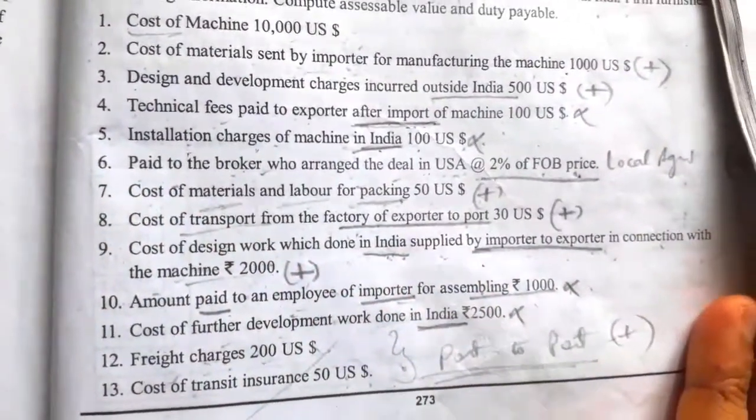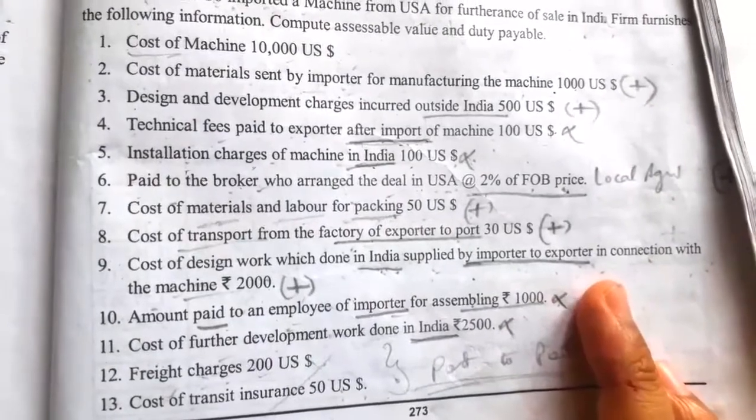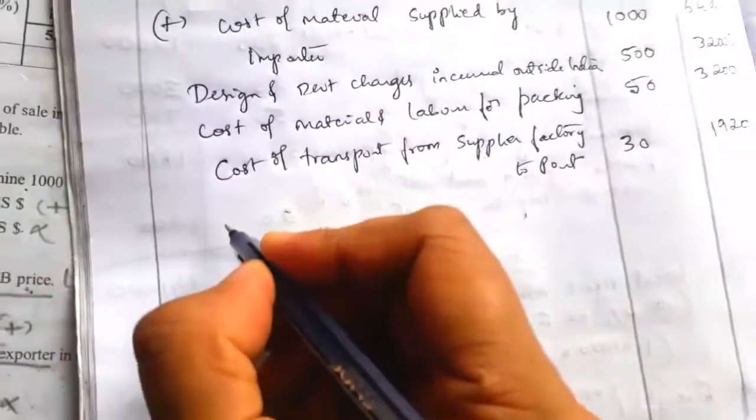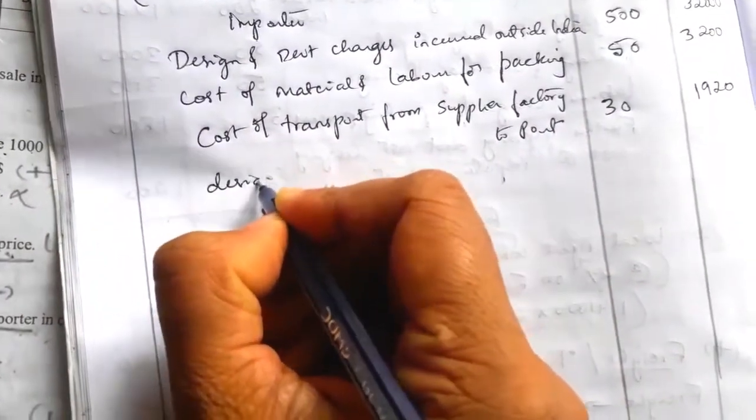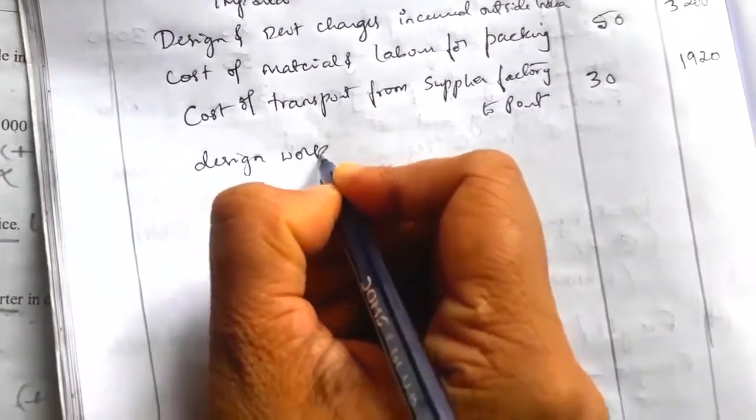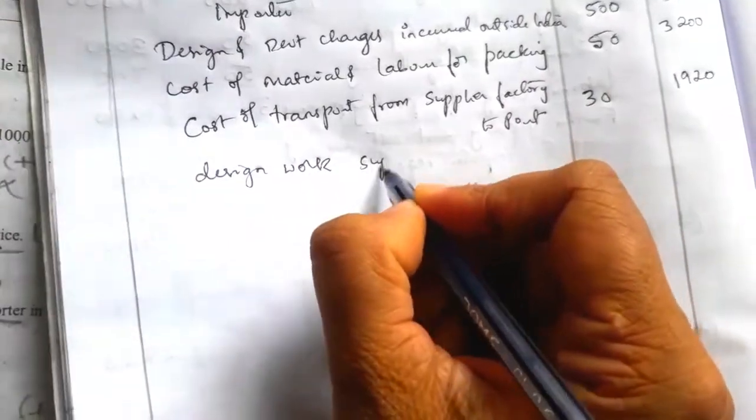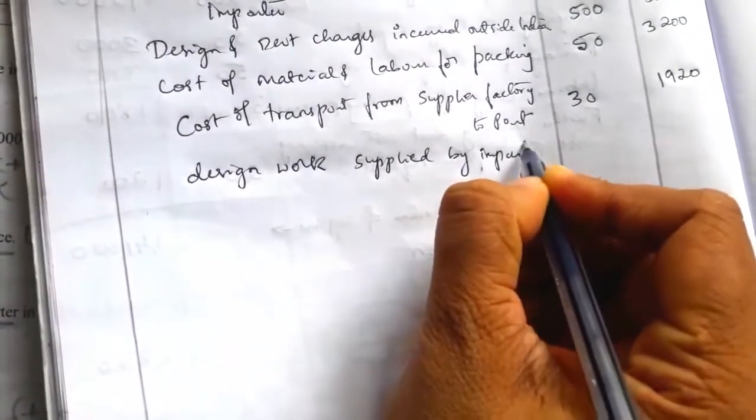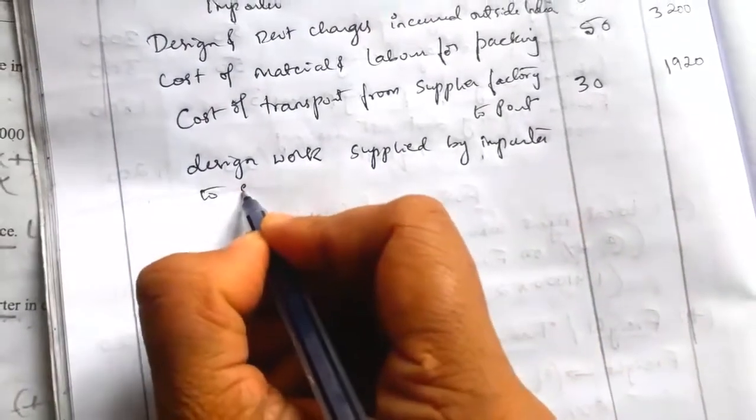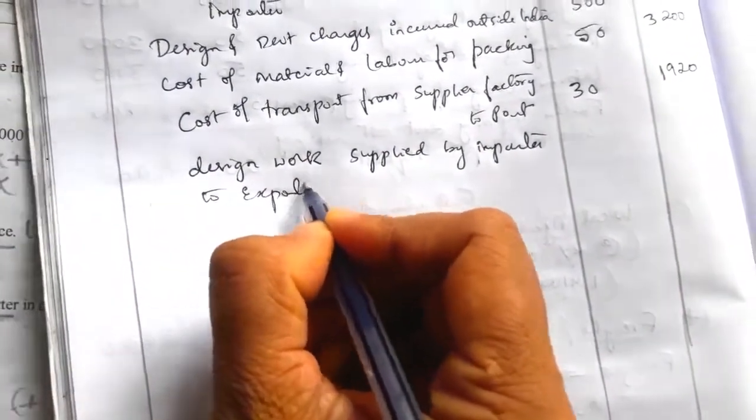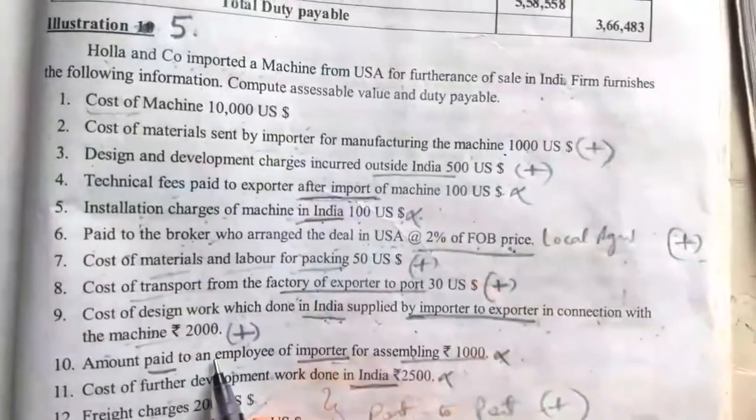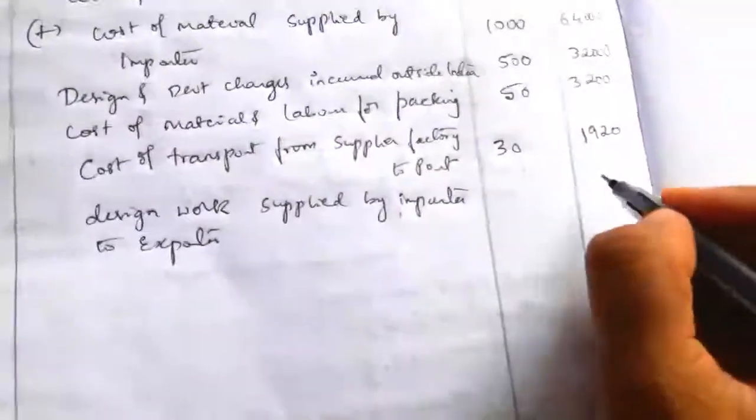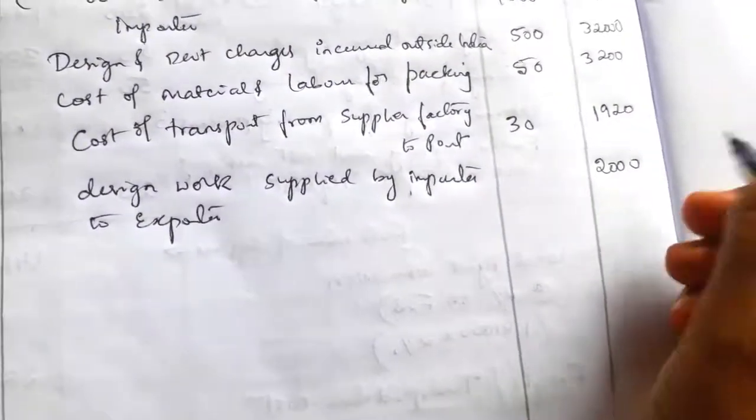Next is the cost of design work done in India, supplied by the importer to the exporter. So what is the value? 2,000, the value is given directly, they have given the amount. So write in the amount column 2,000.